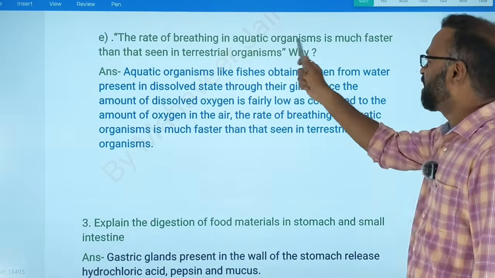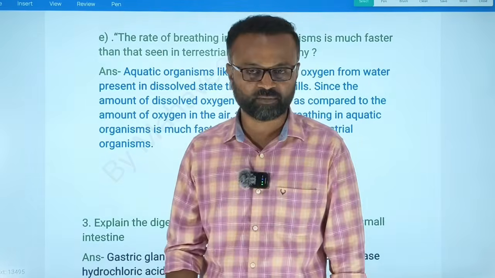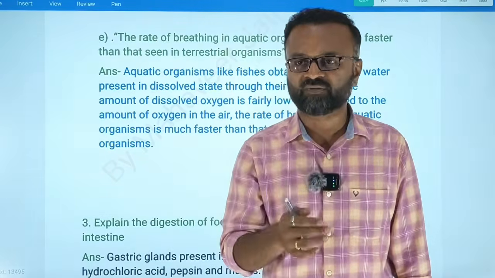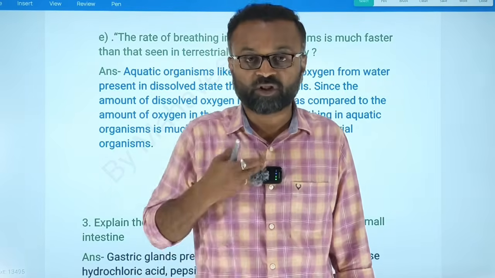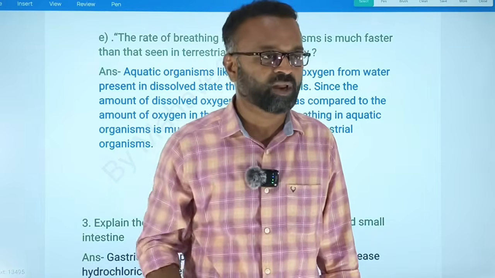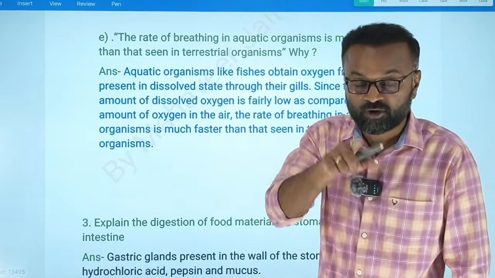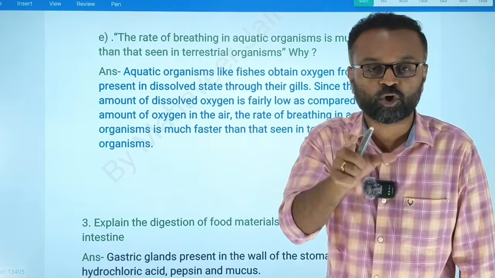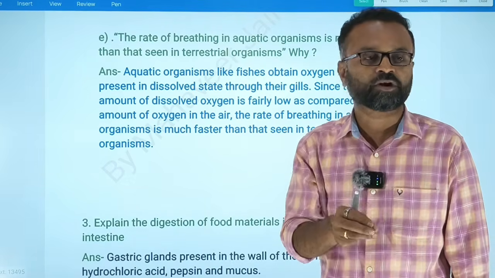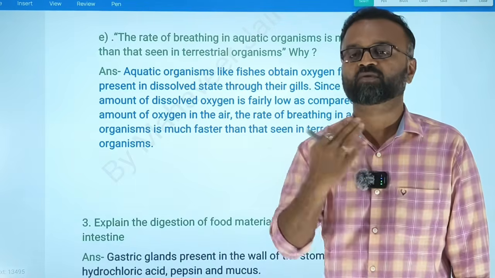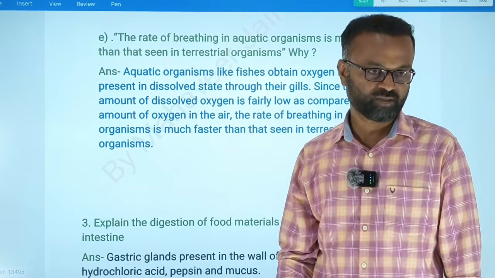The rate of breathing in aquatic organisms is much faster than in terrestrial organisms. Aquatic organisms breathe faster than terrestrial organisms like us or other animals. Why? Because for terrestrial organisms, oxygen is freely available in the atmosphere. But the oxygen in water is present in dissolved form, fairly soluble but lesser in quantity. That's the reason aquatic organisms breathe faster to gain more oxygen for survival.